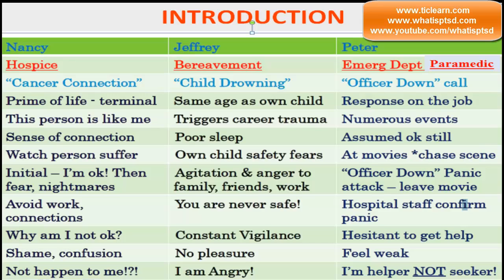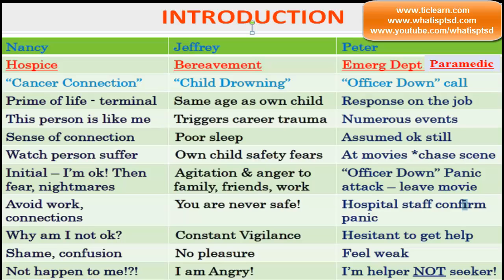Unfortunately, what ends up happening to Peter is somehow this officer down event becomes embedded, and he goes to the movies and he sees a chase scene and there's an officer down in the movie, and he has a panic attack in the movie theater. And he is in just a state because he can't make the connection at the moment that this is a panic attack. Despite all he knows, he goes to the hospital, and he gets a full workup, and they say, you're having a panic attack. This is anxiety related.